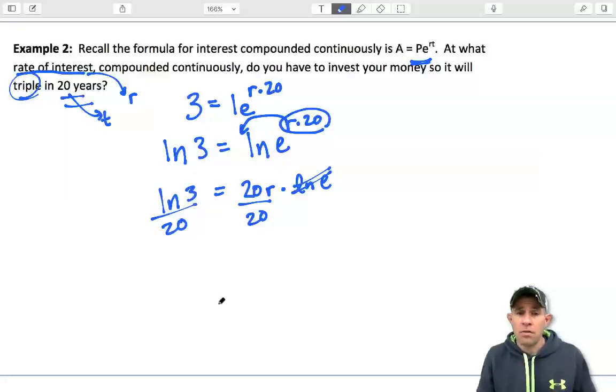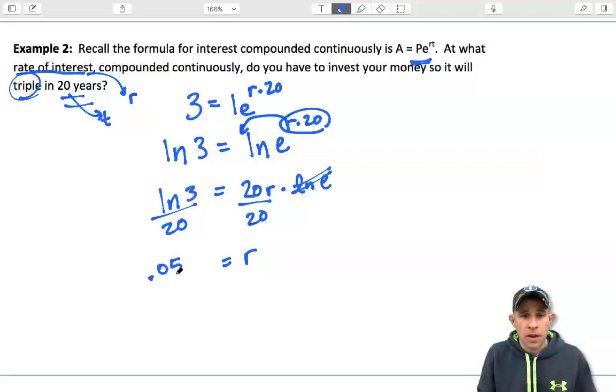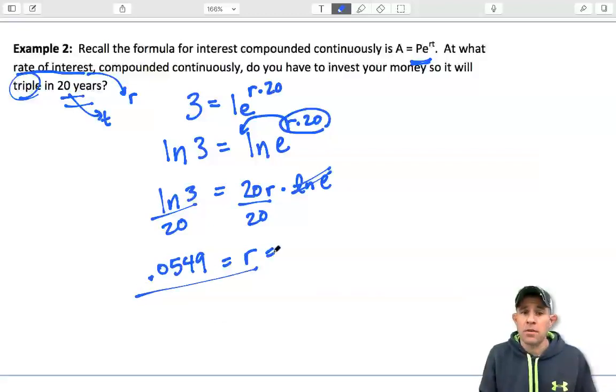And to get r by itself, I'm going to divide by 20. So the natural log of 3 divided by 20 on our calculators, and again, check this, don't just take my word for it, should come out to equal 0.0549. So this is our rate. Now if we're going to write that as a percentage, that would be written as 5.49%.